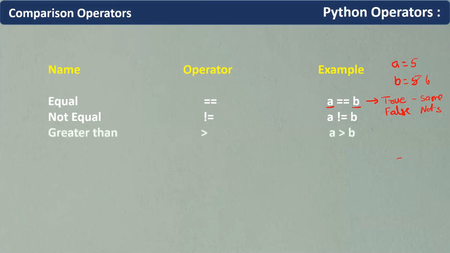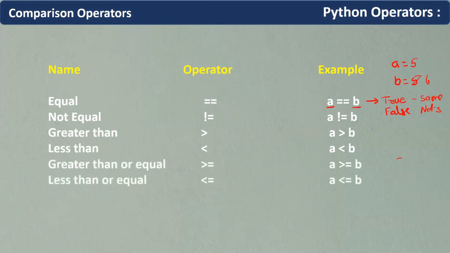And then greater than: if the A value is greater than B, then it is going to return true, otherwise it is returning false. And of course less than, then greater than or equal to, and less than or equal to. So these are the comparison operators in any programming language we are going to see.